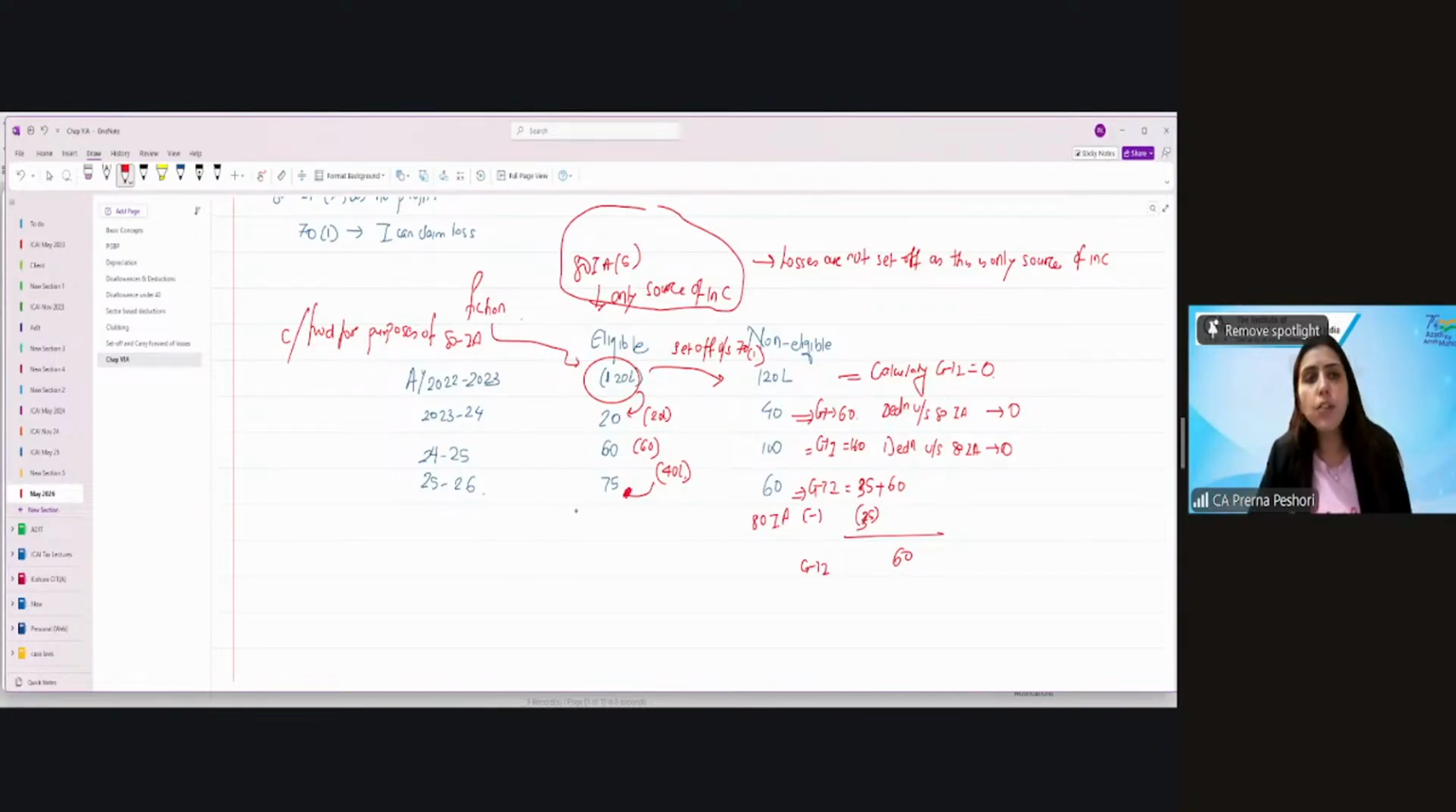Is this clear now to everybody? Yes, clear. And this is logical also. Otherwise, it would be double deduction if we don't do that. Correct. Clear, ma'am. Yes. So you can't be setting off the losses as well as claim the deduction. Clear?